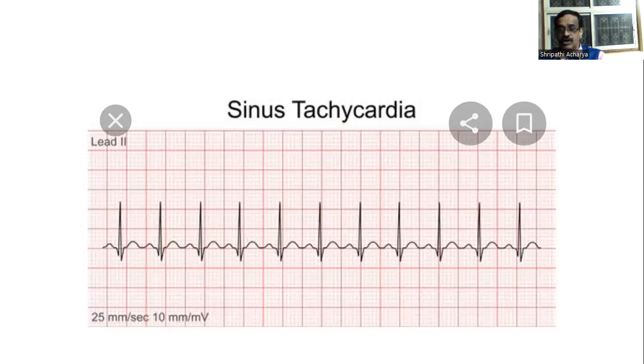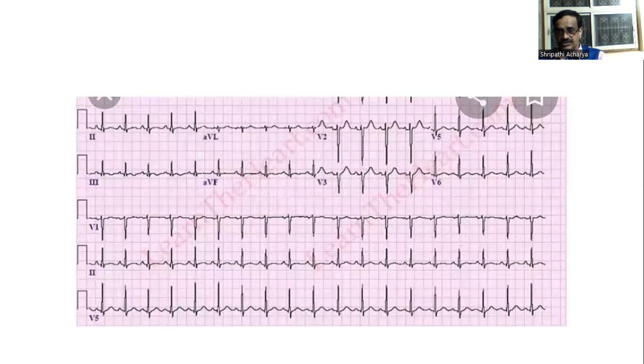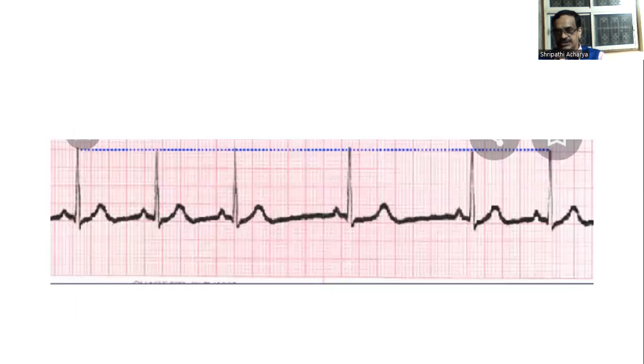The mechanism is sinus. Here also sinus tachycardia, the RR interval is 10 mm. So 1500 by 10 is equal to 150, more than 100 per minute. That is the case of sinus tachycardia. The mechanism is sinus. Normal P wave, normal QRS complex, and the PR interval is constant.